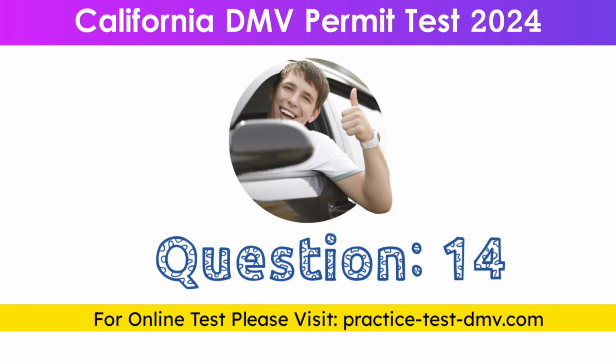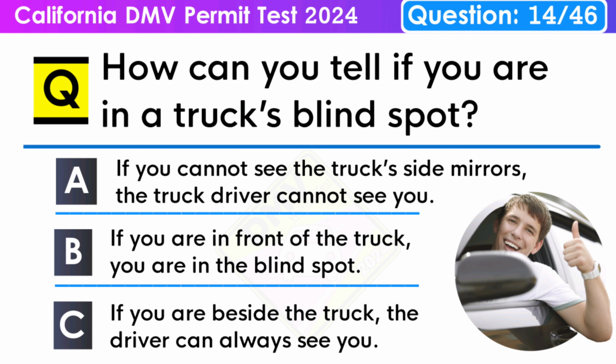Question 14. How can you tell if you are in a truck's blind spot? A. If you cannot see the truck's side mirrors, the truck driver cannot see you. B. If you are in front of the truck, you are in the blind spot. C. If you are beside the truck, the driver can always see you. Correct answer, A. If you cannot see the truck's side mirrors, it means the truck driver likely cannot see you. This is an indicator that you are in the truck's blind spot, or no zone, and should take caution to avoid staying in that area.